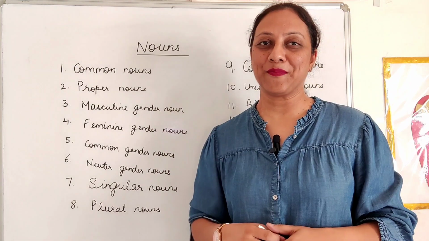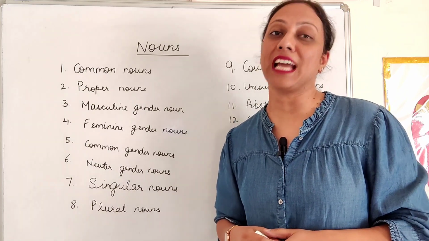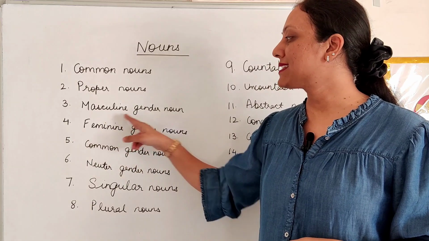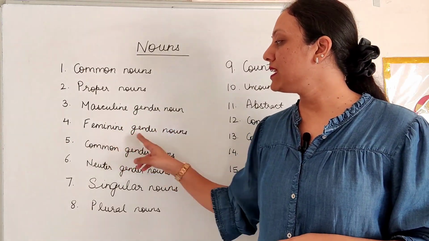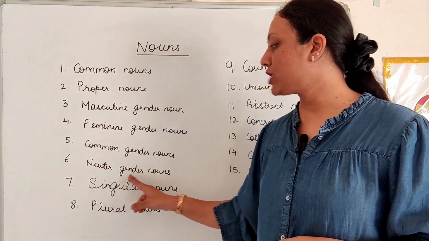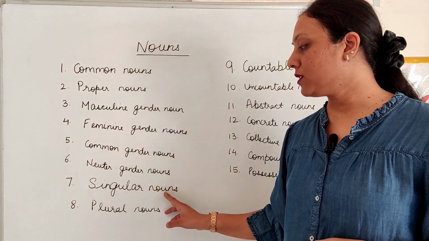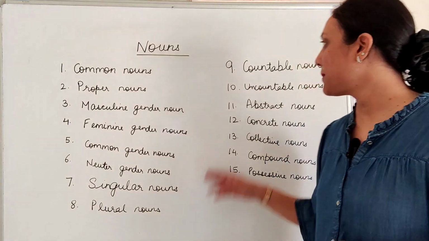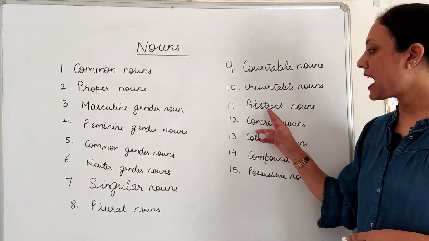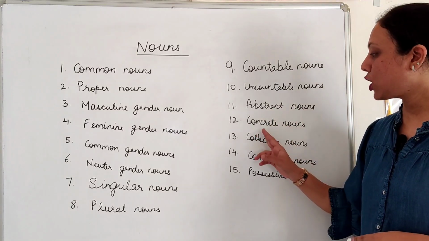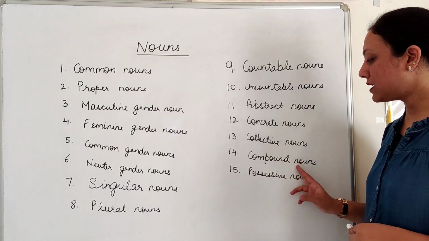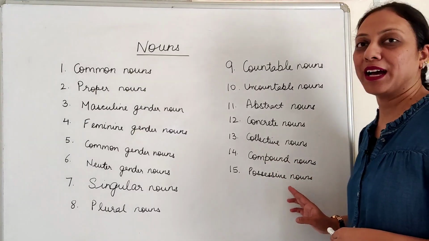Nouns first. There are 15 nouns: common nouns, proper nouns, masculine gender noun, feminine gender noun, common gender noun, neuter gender noun, singular nouns, plural nouns, countable nouns, uncountable nouns, abstract nouns, concrete nouns, collective nouns, compound nouns, and possessive nouns.